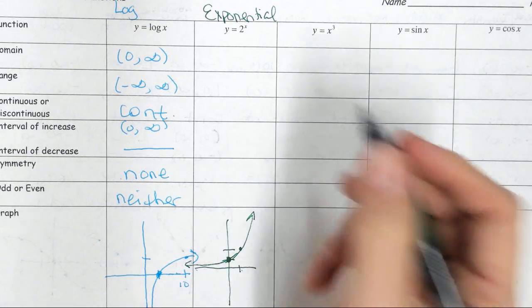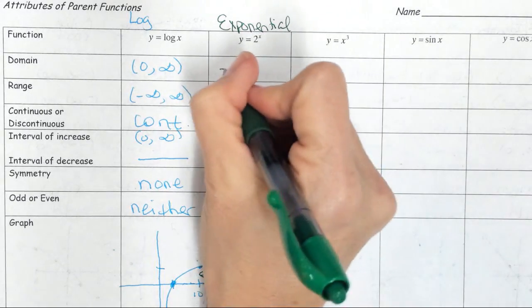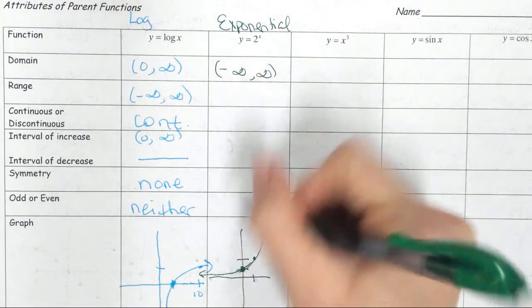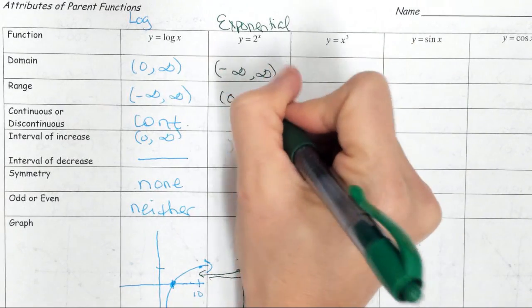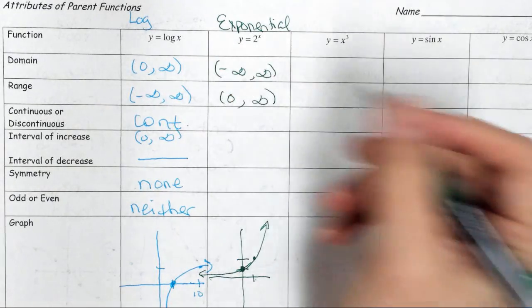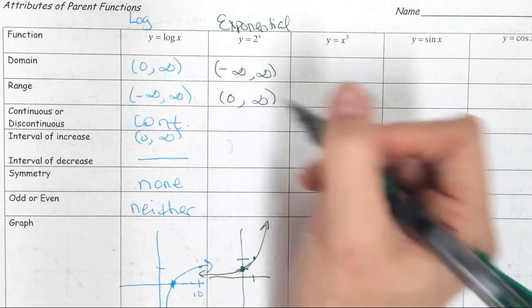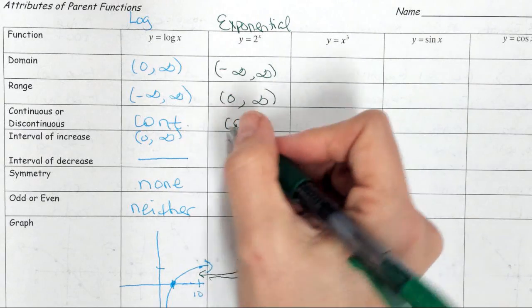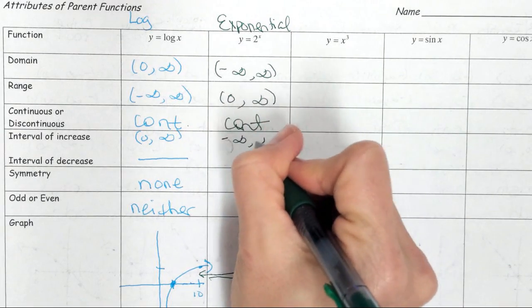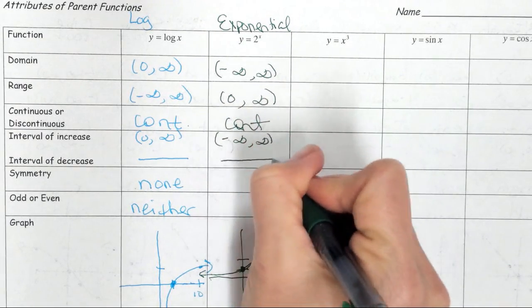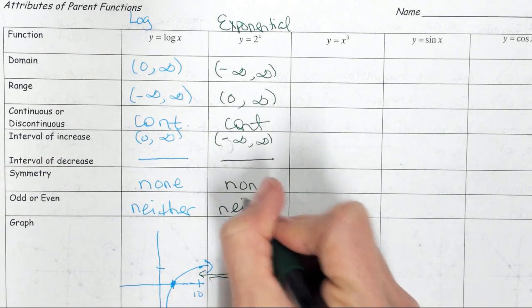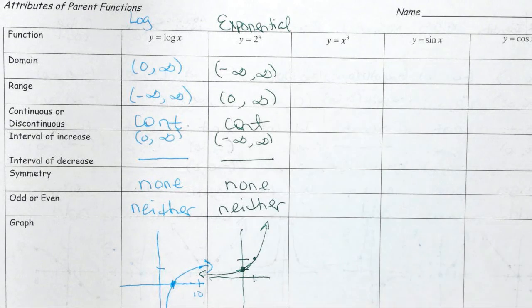x-axis. So your domain is going to go from negative infinity to positive infinity. Your range, you're always going to be above 0, so it's 0 to positive infinity. It's continuous because there are no holes. It is only increasing from negative infinity to positive infinity. It has no symmetry, so it's neither odd nor even.